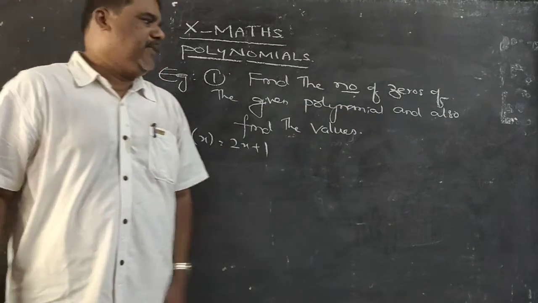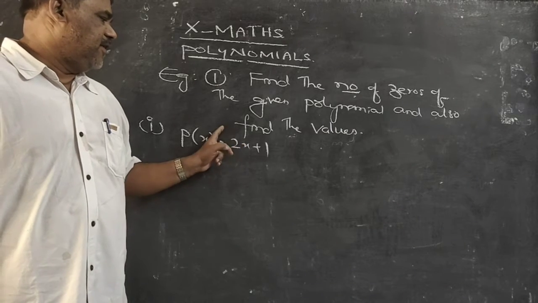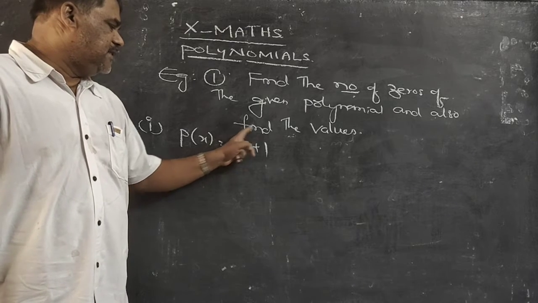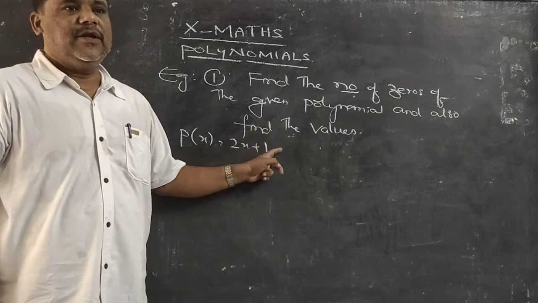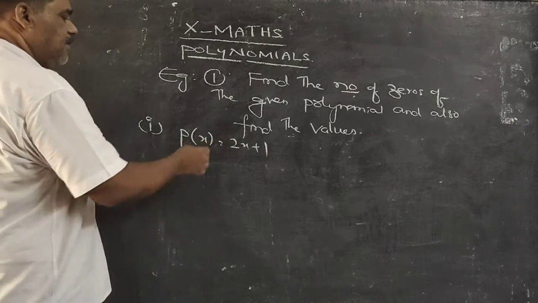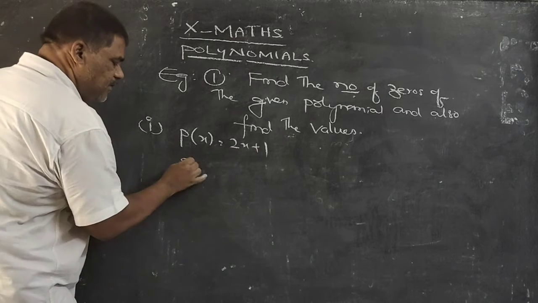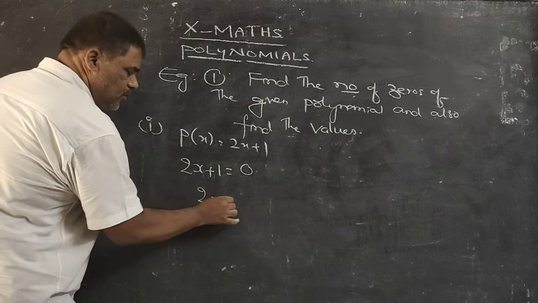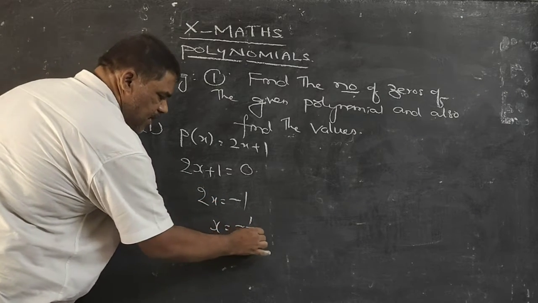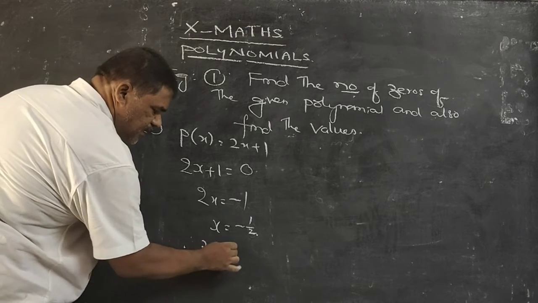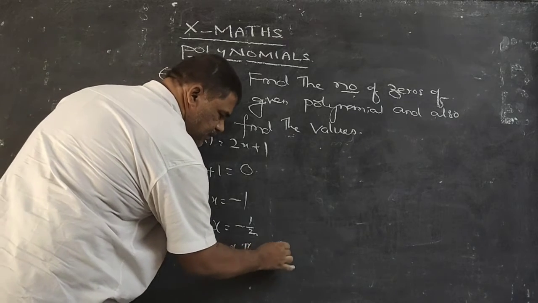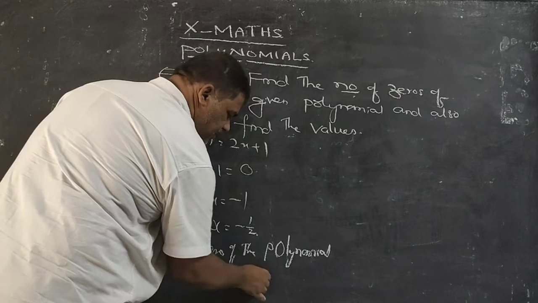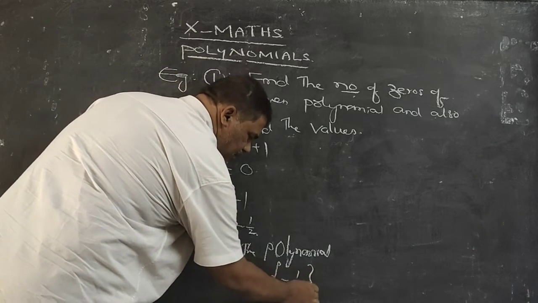Zero of the polynomial means it is the value of x for which the polynomial becomes zero. If you substitute that x value, the answer will be 0. To get the zero of the polynomial, equate the polynomial to 0 and find the x value. 2x is equal to minus 1, x is equal to minus half. So the zero of the polynomial is minus 1/2.